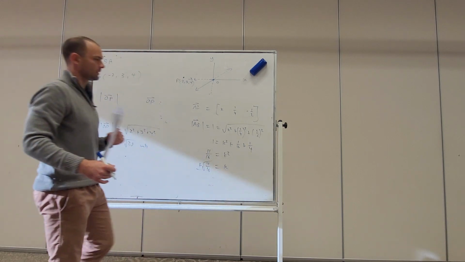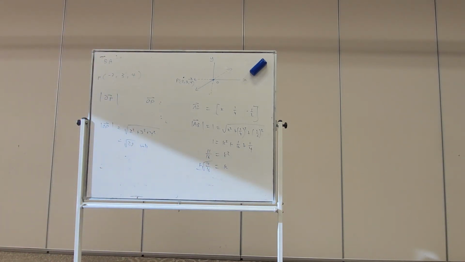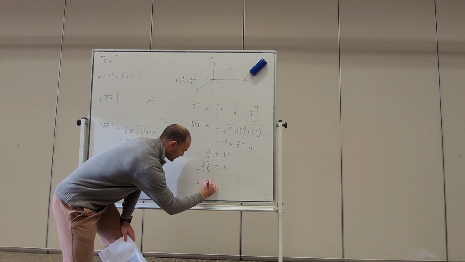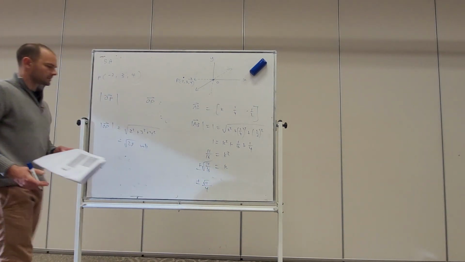Plus or minus. We don't know the direction that k is pointing. It could be pointing in the positive direction or the negative direction. Both of those values will satisfy it. And if you put that in your calculator, it'll spit it out just a little bit differently.